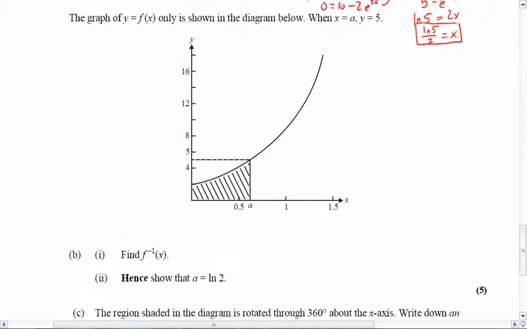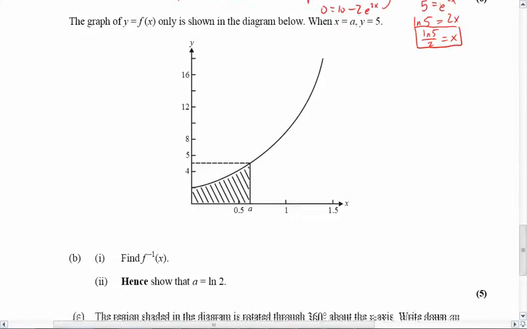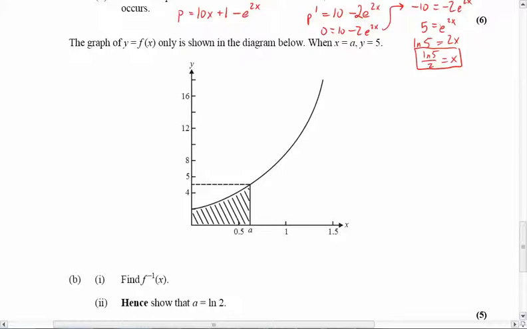The graph of y equals f of x only is shown in the diagram below. So let's just make sure. Yep, there is f of x. And, oh, there it is. There's f of x. Awesome. So find f inverse of x.